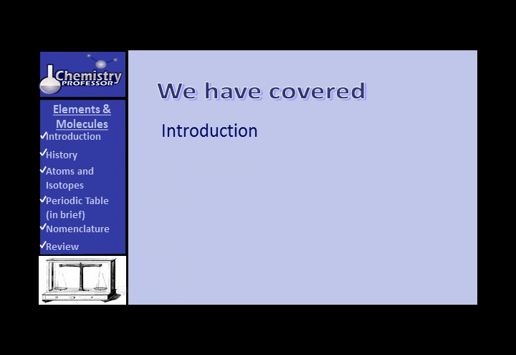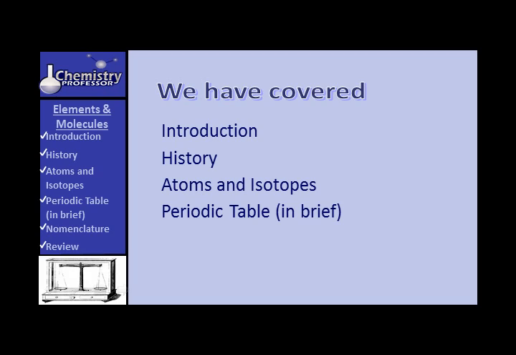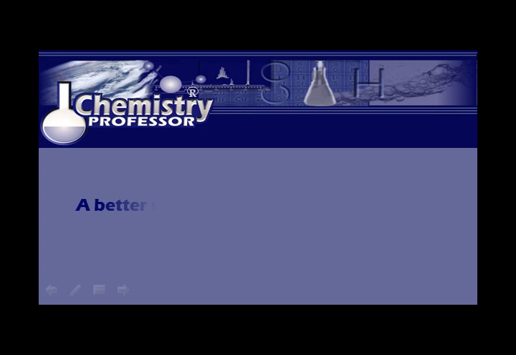Well, we have covered a lot of things. After a brief introduction, we talked about a little bit of the history of atomic theory and how the concepts came to be. We talked about atoms and isotopes, and particularly mentioned the mass spectrometer, or the mass spec. We did a brief study of the periodic table just to make sure we're on the same wavelength there, and we did a pretty detailed section on nomenclature. Yes, a better way to teach and learn chemistry.